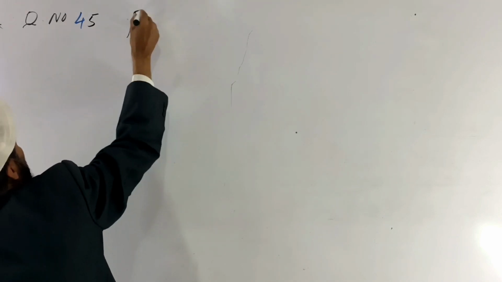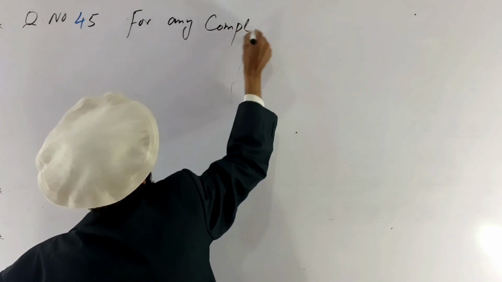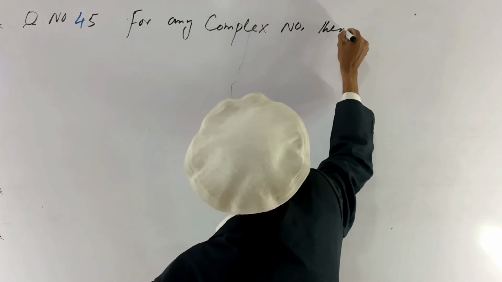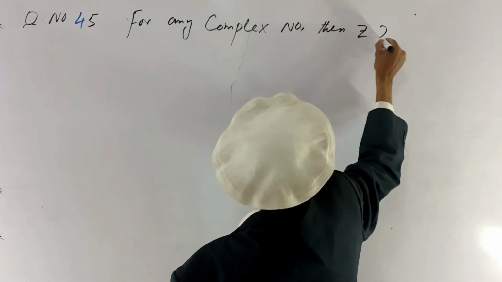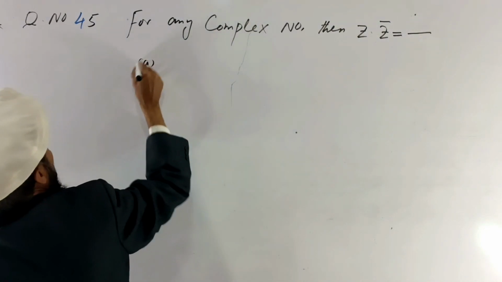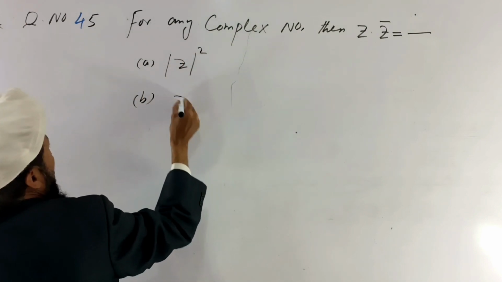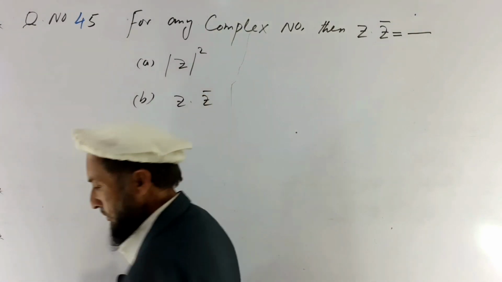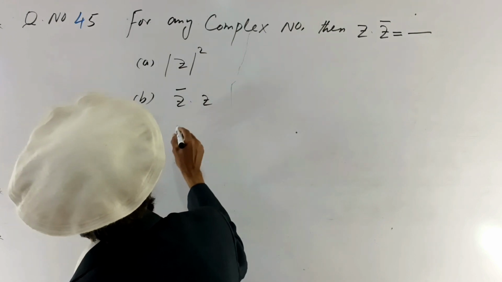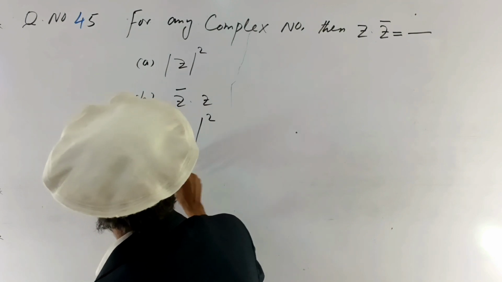45. For any complex number z, then z dot z conjugate, what is the result? Options: a) z whole square, b) z dot z, c) z conjugate whole square, d) all of these.